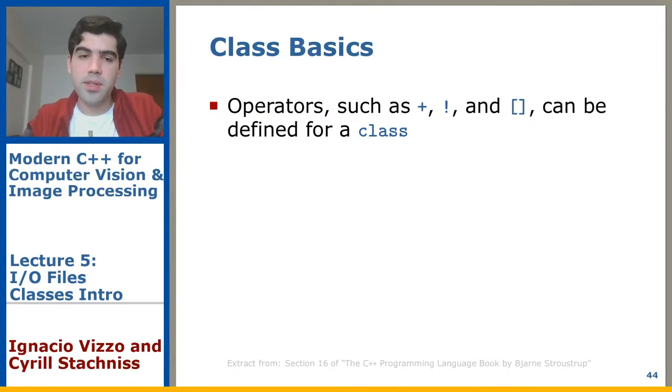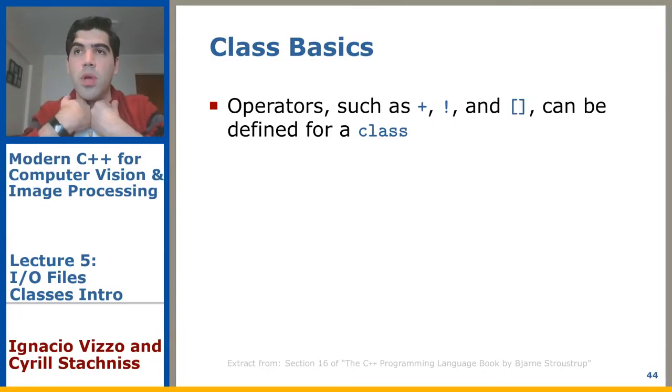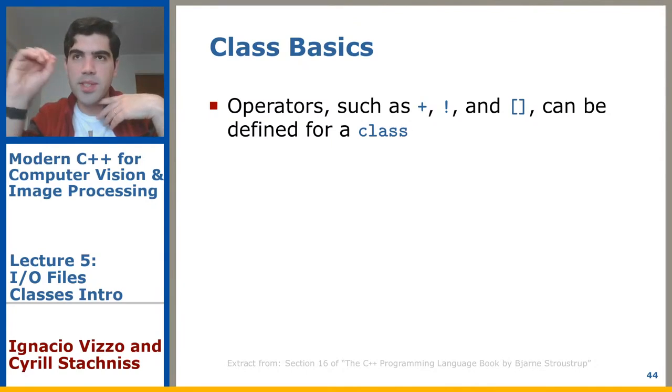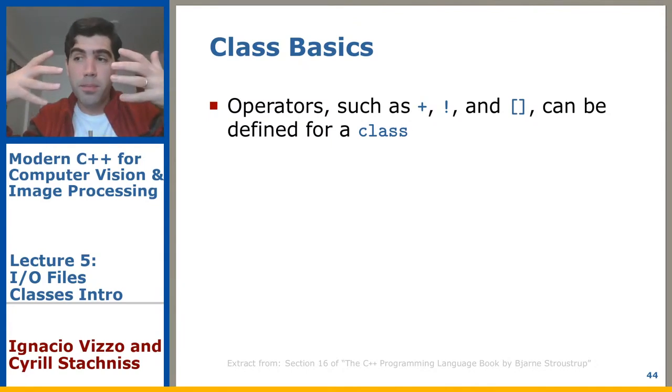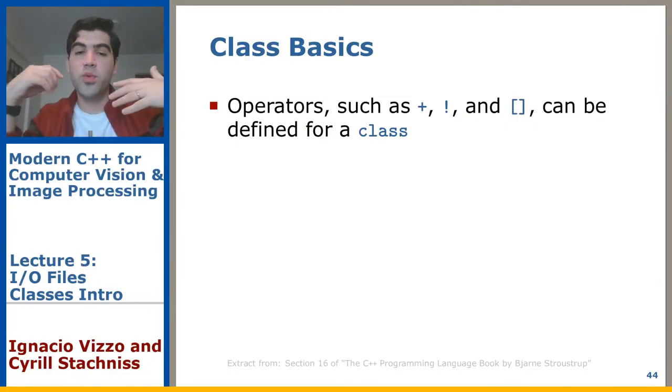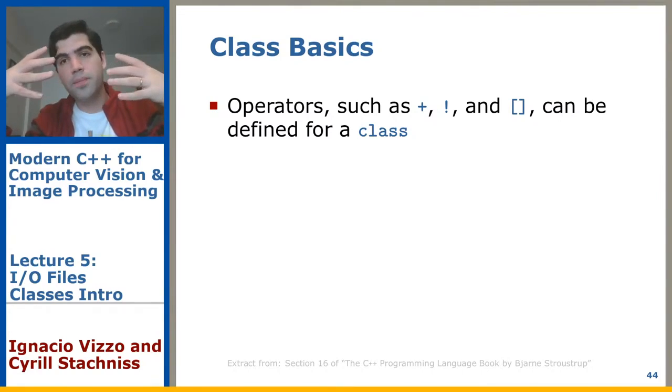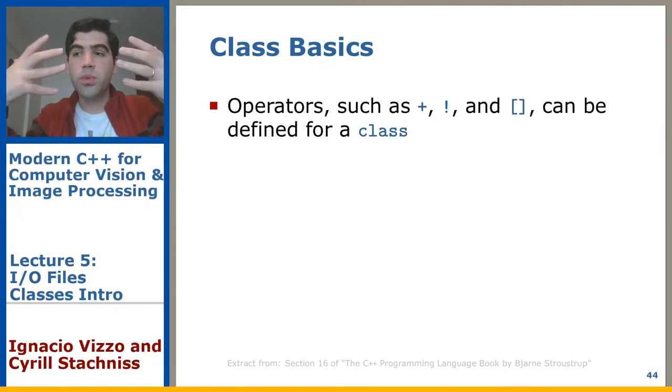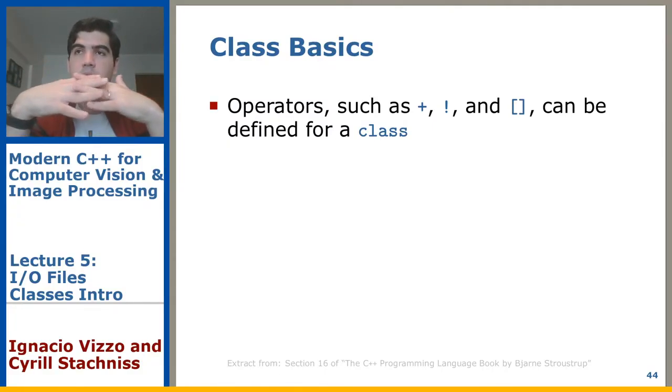Also, something really cool is that operators such as the plus operator can be defined for a class. So let's say, for example, you have a point cloud. A point cloud basically consists of a set of X and Y points, right? And then you have another point cloud, and you want to merge these point clouds together. Then one thing you can do is to define a point cloud class. This means a point cloud type. And then define the operator for this particular type. And then when you do, for example, point cloud 3 equals point cloud 1 plus point cloud 2, you will get the merge operation. And the meaning of this will be provided by you, the programmer.